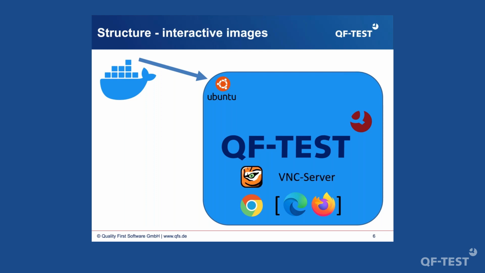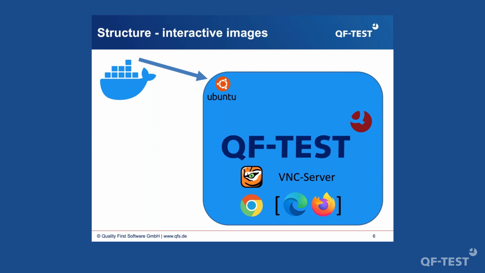So let's come back to the interactive image. It's basically more or less the same as the minimal images. The only difference is that here we also have a Tiger VNC server included in the image, which helps you during testing. Even at runtime, you can connect to the Docker container which is running your test, and you can directly see what is going on in the test.